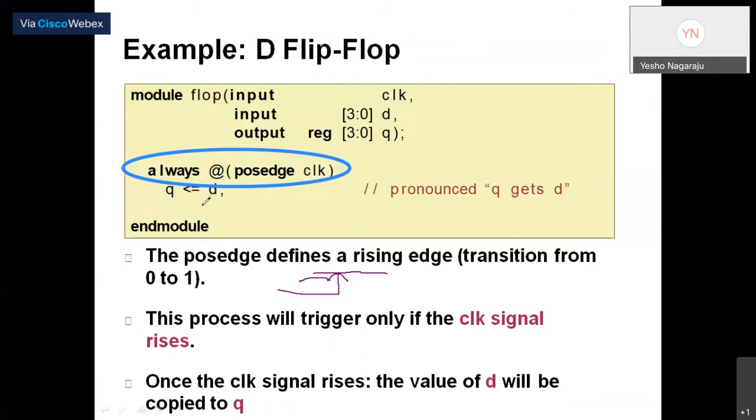What is happening? Q is getting D. This is a particular kind of assignment statement called a non-blocking assignment, which we will see very soon. It says that D goes to Q. So the synthesizer would understand that whenever the rising edge of the clock is seen, D is assigned to Q, or Q gets D.